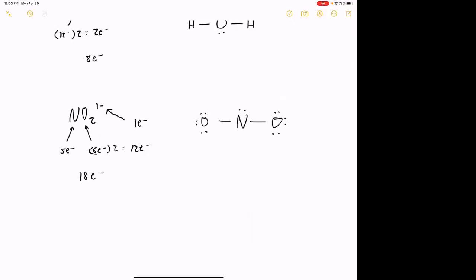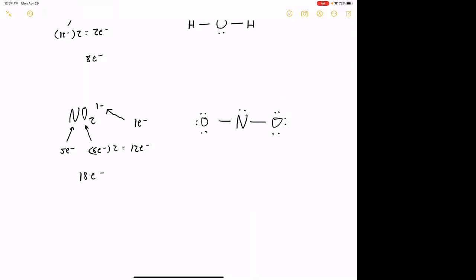Okay. Now, the last thing that we know we have to do is check and make sure we satisfy the octet rule for everybody. If you look at the oxygen here on the left, yeah, that's got an octet. Look at the oxygen on the right. Yeah, that's got an octet. They're good. But what about the nitrogen? Count up the electrons around the nitrogen and see what you got.